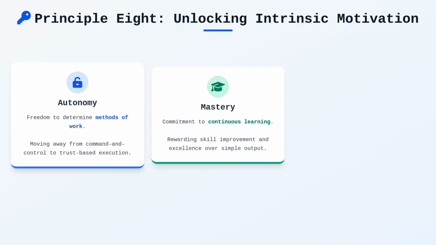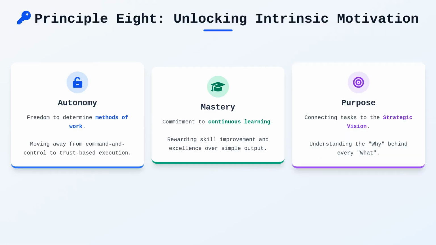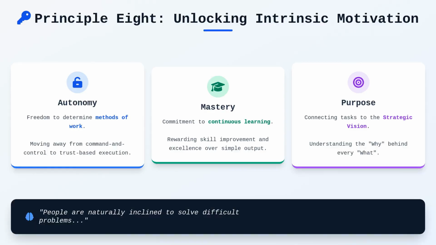Mastery is achieved through a commitment to excellence and continuous learning, supported by an environment that rewards improvement rather than just output. Purpose is provided by connecting individual tasks to the larger strategic vision of the value stream, ensuring that everyone understands the why behind their what. When you strip away command and control structures, you find that people are naturally inclined to solve difficult problems, provided they have the tools and the clarity to do so.